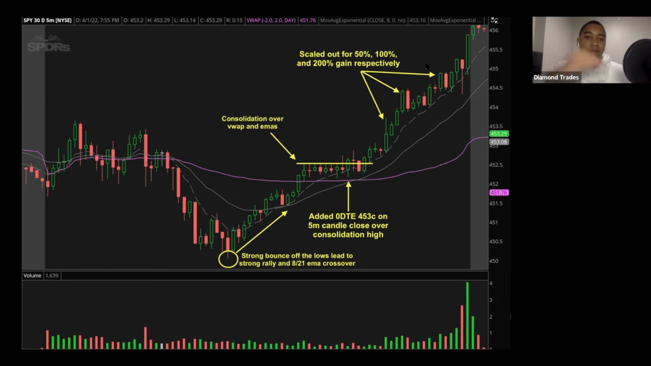I typically want to see the technicals on your chart matching up with that flow that you're reading from Unusual Whales. And so when I see those two things match up, that gives me additional conviction that my initial thesis of the stock rallying into end of day has some validity to it.